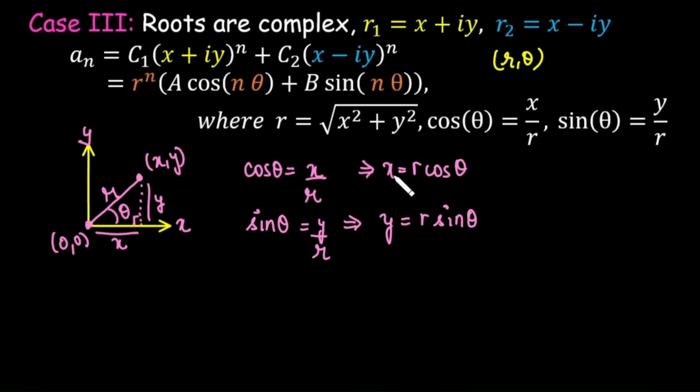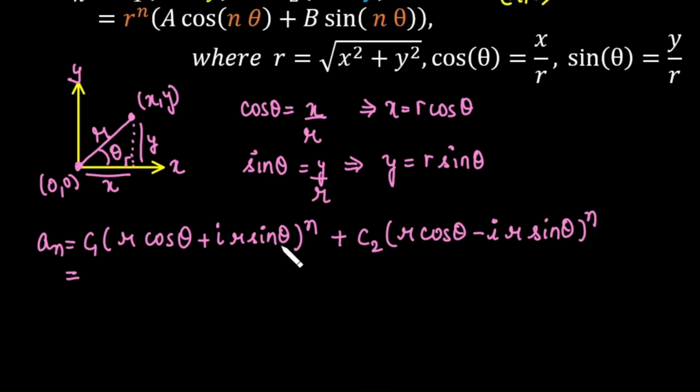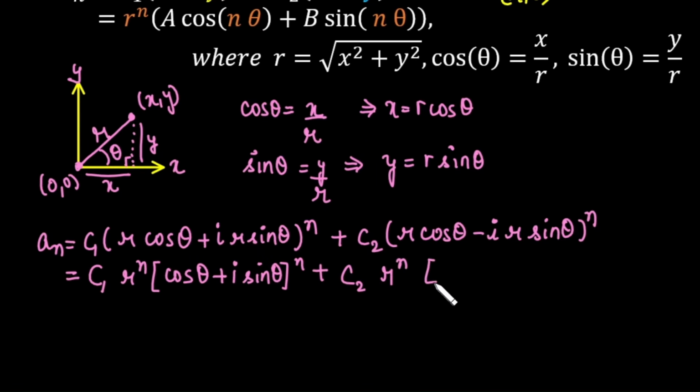Basically we are using polar coordinates. So x is replaced by r cos theta, y is equal to r sin theta. So put it here, we have a is equal to constant, this is r cos theta plus iota r sin theta raised to power n, plus c2 times r cos theta minus iota times r sin theta raised to power n. From here what we can do, we can take r outside. So we can write first constant r raised to power n, cos theta plus iota sin theta raised to power n, plus second constant, again take r outside, so we have r raised to power n, cos theta minus iota sin theta raised to power n.